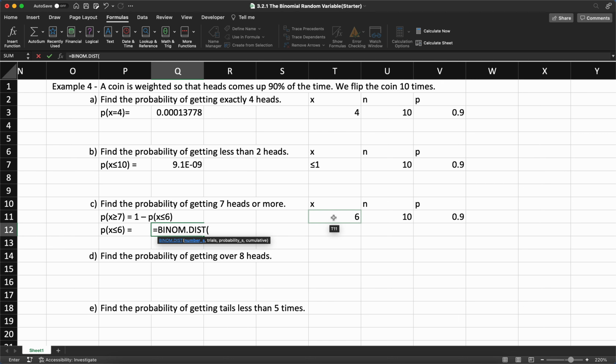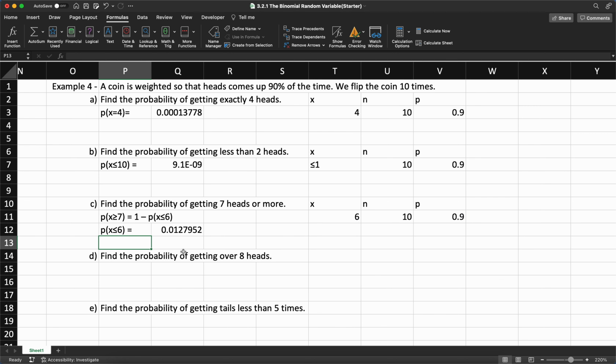And so I'm going to use 6, 10, 0.9, true. And that comes out to 0.0127952. So the probability of getting something that's greater than or equal to 7 is actually 1 minus this number. So we have a 98.72% chance of getting 7 or more heads.